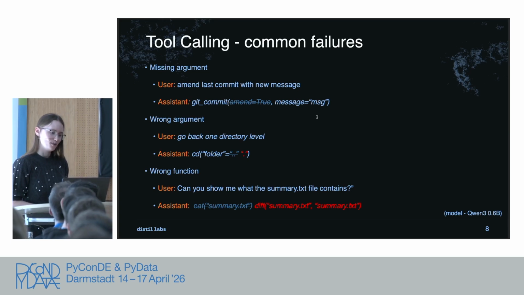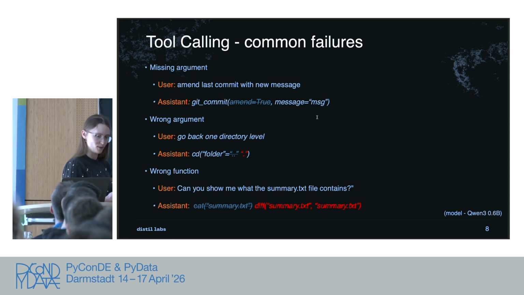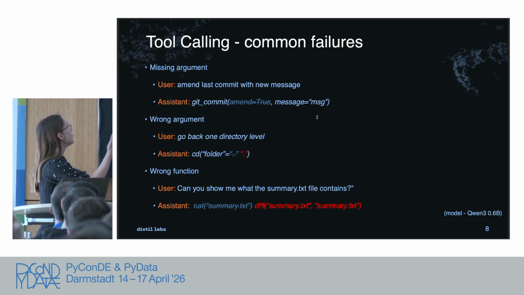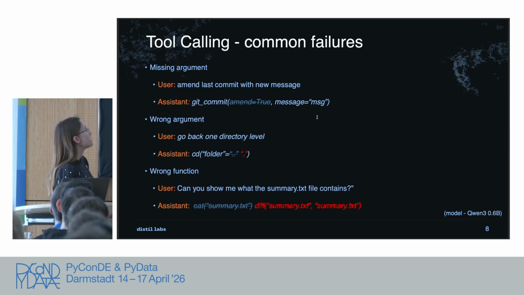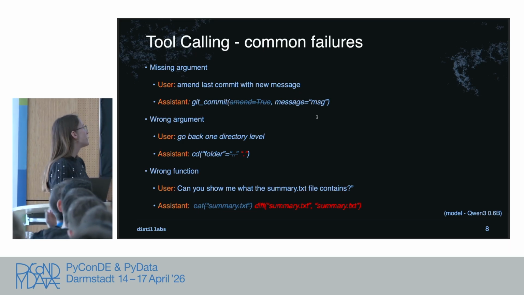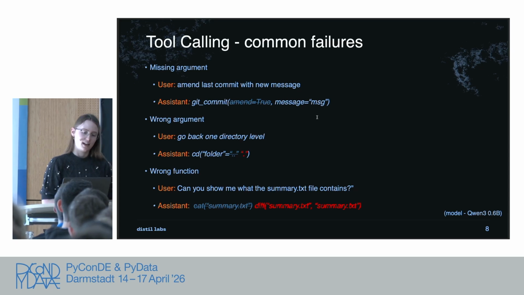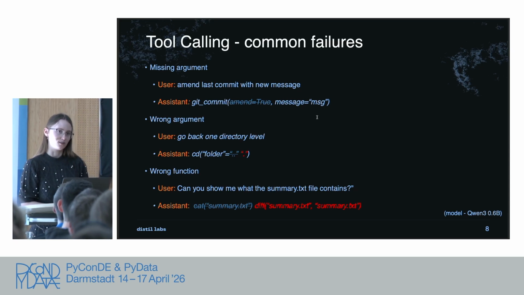And usually when you have a data set and you evaluate an SLM without training on it, it sometimes just forgets to add a good argument there. So it's one of the outputs I got, there just wasn't any amend, just the message. Or when it was on bash function calling, when you told it to go up one directory level, it instead wanted to stay in the same directory. And sometimes it just doesn't select the correct function.